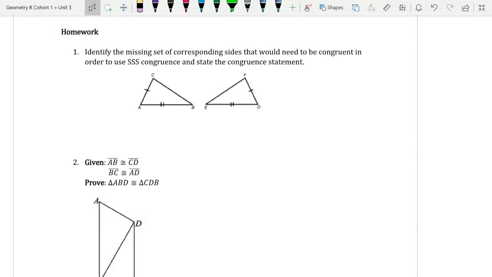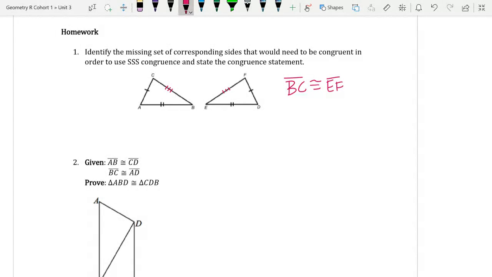Now, the first question says identify the missing side that would be needed to form congruence of side-side-side. To form side-side-side congruence, all three sets of corresponding sides have to be congruent. Right now, in what's given to us, AC is congruent to FD and AB is congruent to ED. The only thing they have yet to show us is that this third side is congruent to this third side. So what we would need to show side-side-side congruence is that BC is congruent to EF. That's all I was asking you to do for number 1.